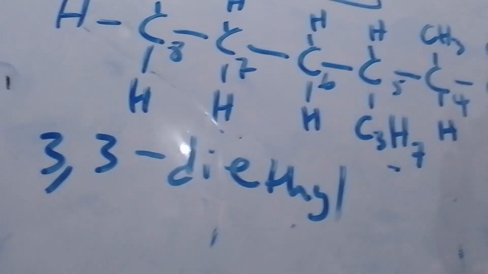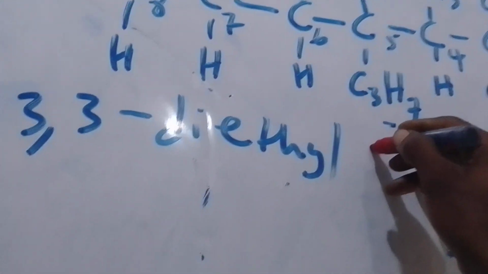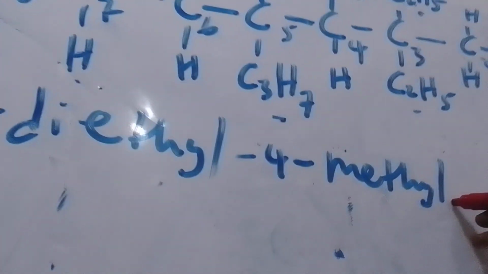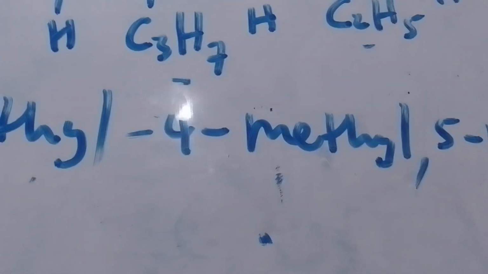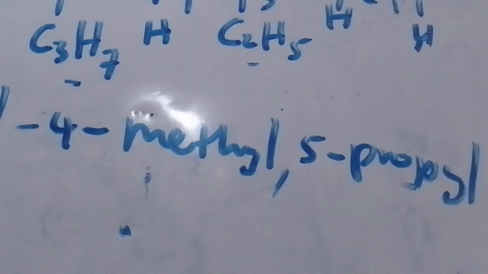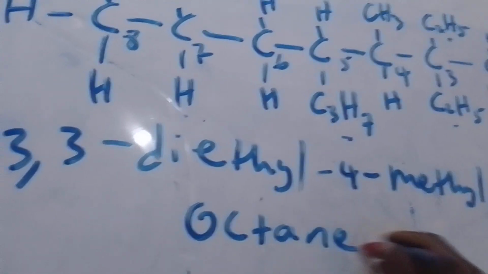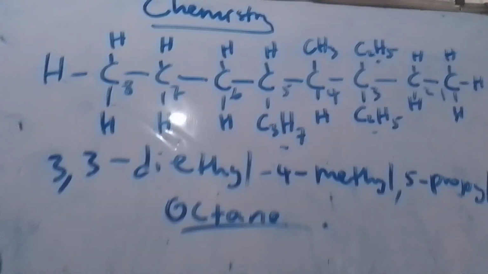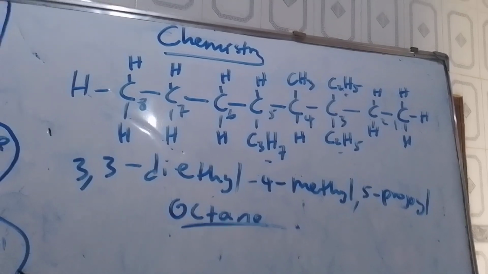Now we have a methyl here, we have propyl. So methyl, M, comes before P. So 3,3-diethyl, 4-methyl, 5-propyl, then octane. So this is the name of the compound: 3,3-diethyl-4-methyl-5-propyl octane.